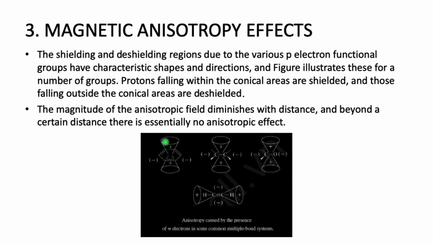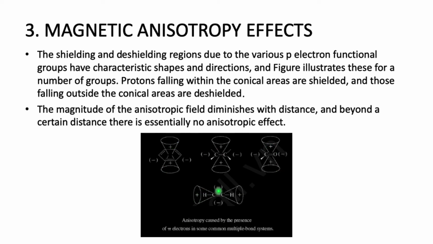If you see, there are characteristic shapes over here. You can see the cones over this aromatic ring, you can see the cones over these double bonds, and you can see the cones across these triple bonds. This figure illustrates this. There are a number of different groups or different hybridized carbons, and the protons that fall within the conical areas are very much shielded. They are represented as a plus symbol here.